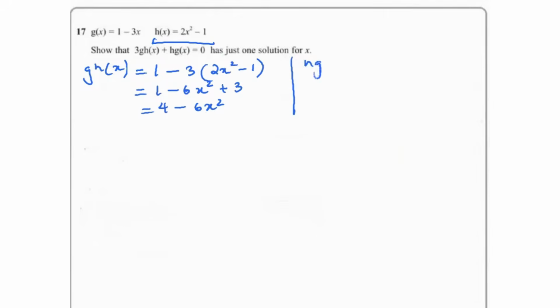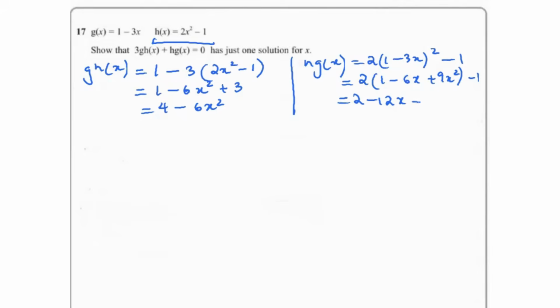Then h of g(x) is the opposite. We're replacing the x in h with g. So that's 2 times (1 minus 3x) squared minus 1. Expand the bracket. 2 times (1 minus 6x plus 9x squared) minus 1, which is 2 minus 12x plus 18x squared minus 1. Collect the like terms. 18x squared minus 12x plus 1. This is your h of g(x).